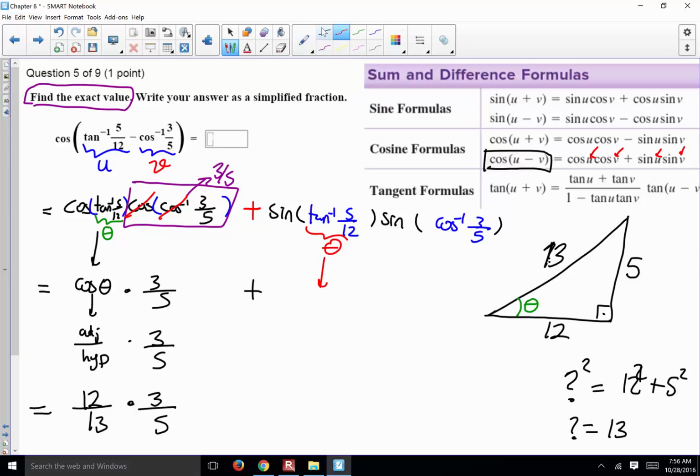This is again sine theta. But sine theta is opposite over hypotenuse. And opposite over hypotenuse is 5 over 13. Alright, the last one.